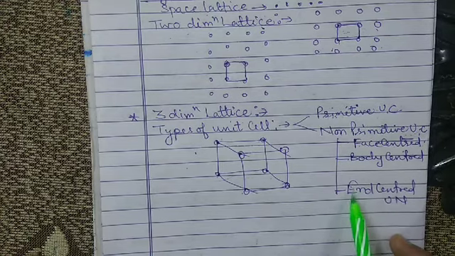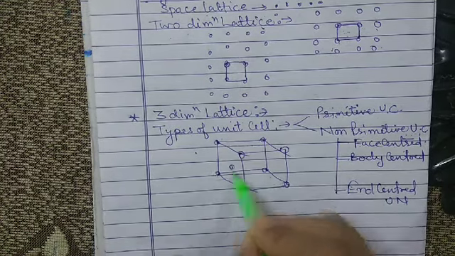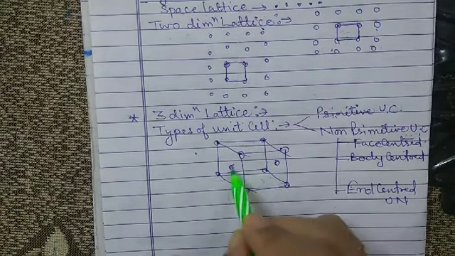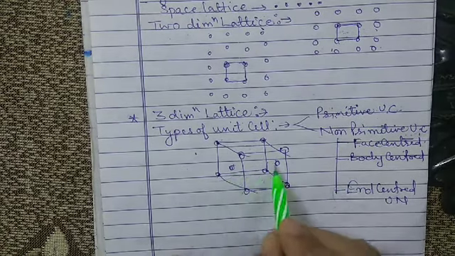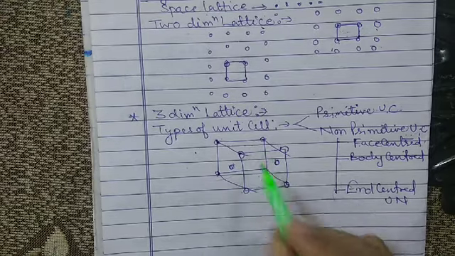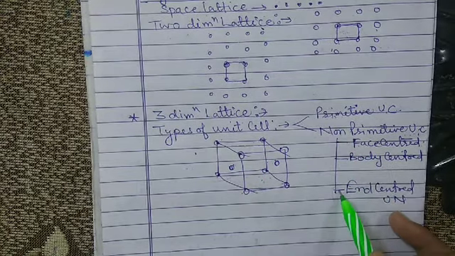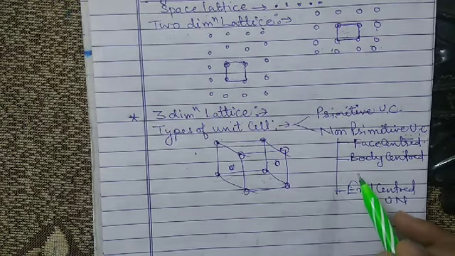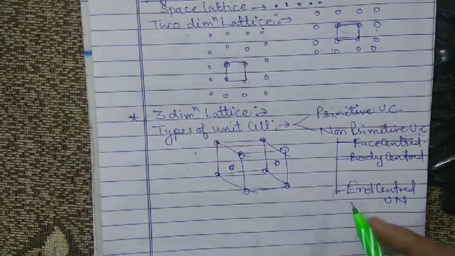And the third one is the end-centered unit cell, which means the points are present at all the corners and at the center of two opposite sides. This one is the opposite side and this one is the opposite side. So the particles are present at the corner as well as at the opposite sides of the unit cell. So the non-primitive unit cell is classified into three categories on the basis of the arrangement of the particles at the corner as well as inside the cell.